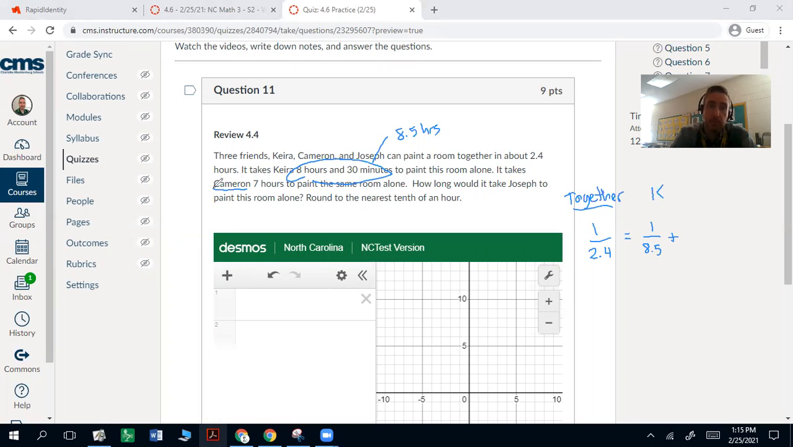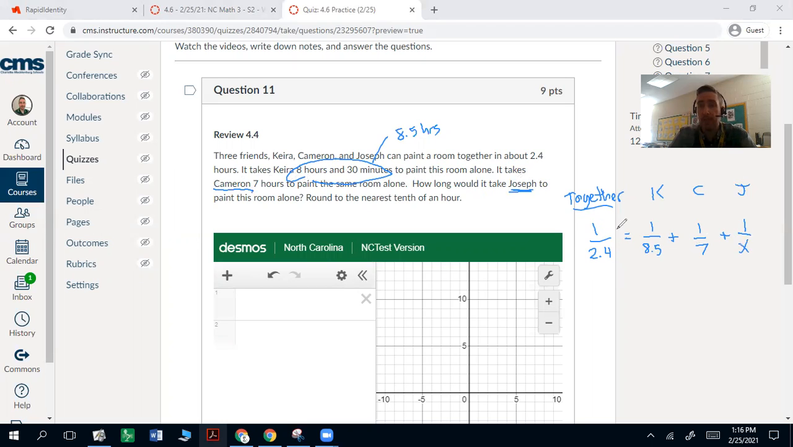We have Cameron over here who takes 7 hours to paint the same room. So Cameron is going to be 1 over 7. And our unknown is going to be Joseph. How long would it take Joseph to paint this room alone? We don't know Joseph. So we say plus 1 over x.